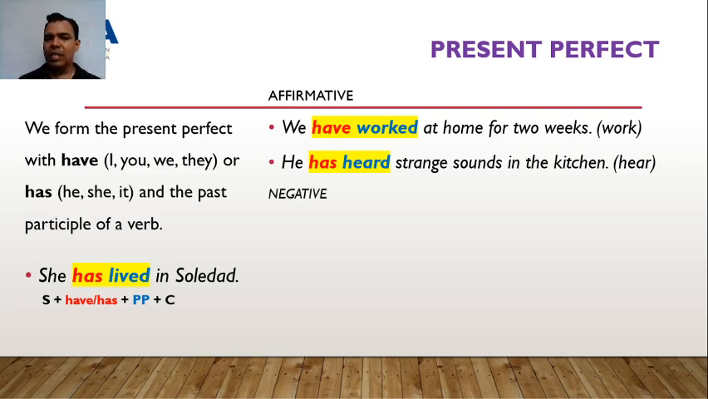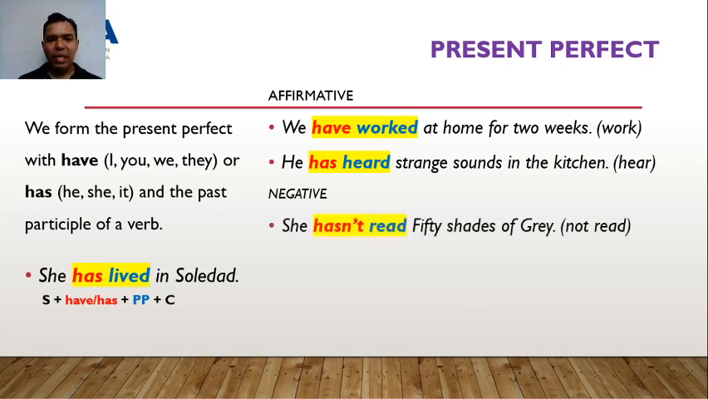How about negative sentences? For negative sentences, we use have not or has not, but we currently use hasn't or haven't. These expressions, these short or contracted forms, are more common. For example, she hasn't read 50 Shades of Grey.